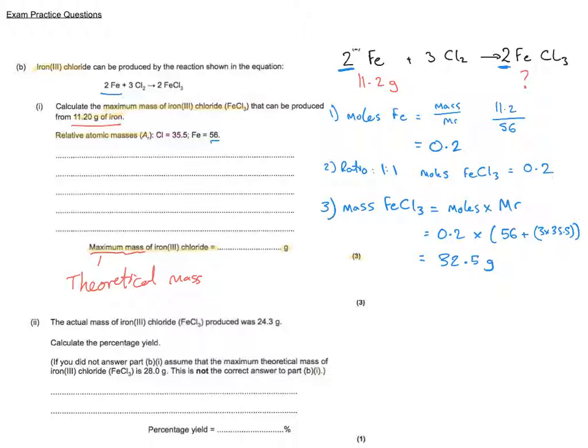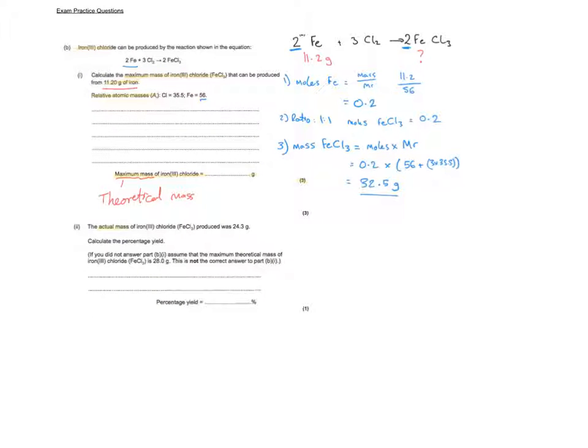Well, if I start with 11 iron, I could, in theory, make this much iron chloride if I add quite a lot of chlorine. The next question, it says the actual mass of iron chloride produced was 24.3 grams. Calculate the percentage yield. It also says if you didn't get an answer for the bit above, assume the maximum theoretical mass is 28 grams. Well, we got 32.5 as our answer, but it's saying if you didn't get this, you can still do the next question.